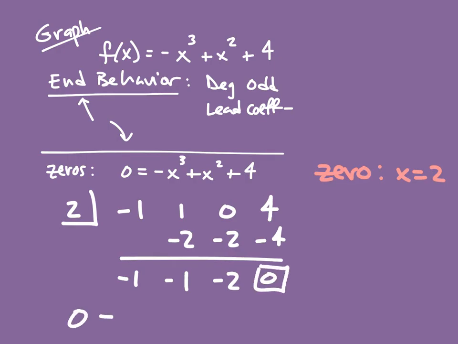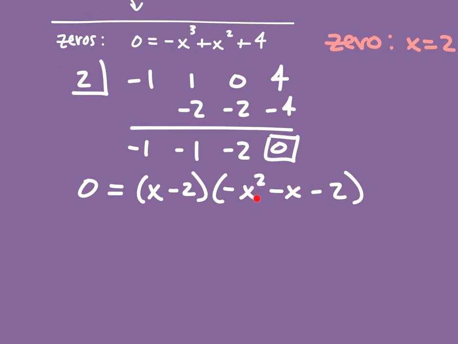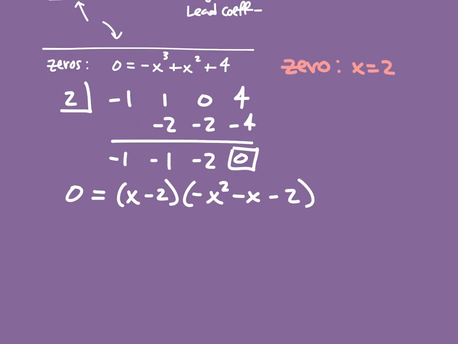So the first step in factoring this is we get x minus 2, and then you're left with negative x squared minus x minus 2. All right, and that's how we would want to factor that. From here, I don't think that this is factorable, so we've already got one of our zeros here. We know that that's going to be multiplicity 1.